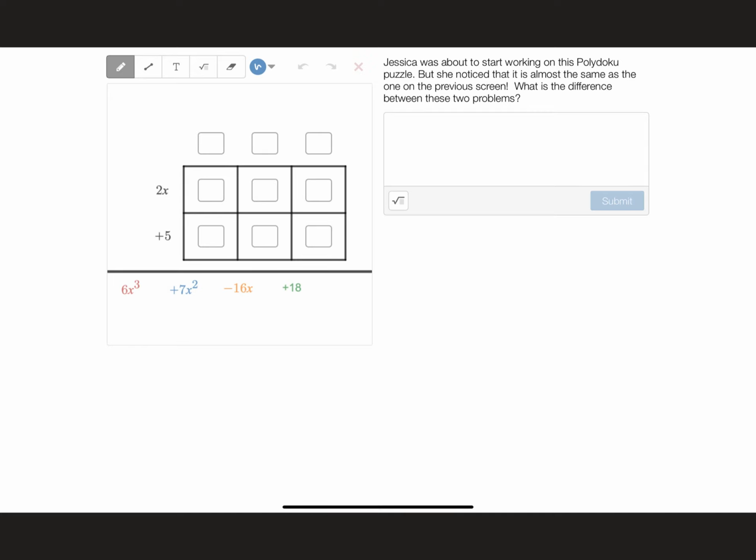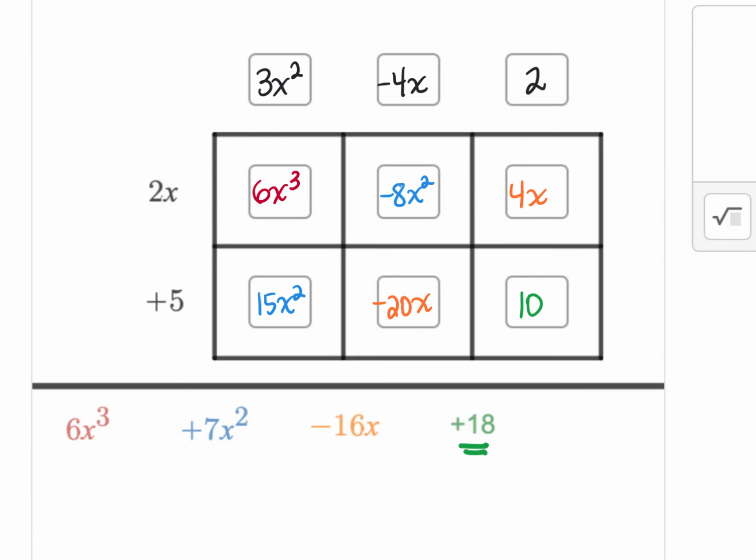Now, this is almost identical to the polynomial on the previous screen, but you're probably going to notice that the only difference is this is 18 right here. So let's see what that does to the process. So go ahead and fill in everything and come back and look at what you got.